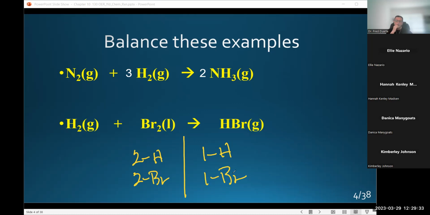Okay, so obviously we are not balanced there. So what can I do? Well, what if I put a 2 in front of HBr, or hydrobromic acid, or hydrogen bromide, because it's a gas? What if I put a 2 there? Well, that kicks up my hydrogens to 2 and my bromides to 2. Guess what? That simple coefficient balances the overall reaction. We have a balanced chemical reaction here.